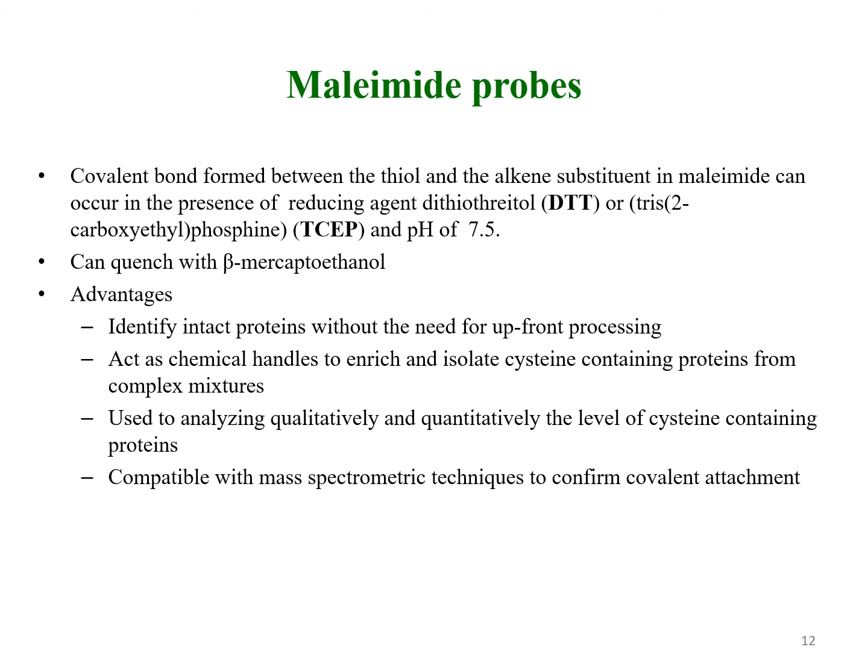The advantages of maleimide probes are that they identify intact proteins without the need for upfront processing. They also act as chemical handles to enrich and isolate cysteine-containing proteins from complex mixtures. They are also used to analyze, qualitatively and quantitatively, the level of cysteine-containing proteins, also known as the concentration of the cysteine-containing proteins. It is also compatible with mass spectrometry techniques to confirm the covalent attachment.